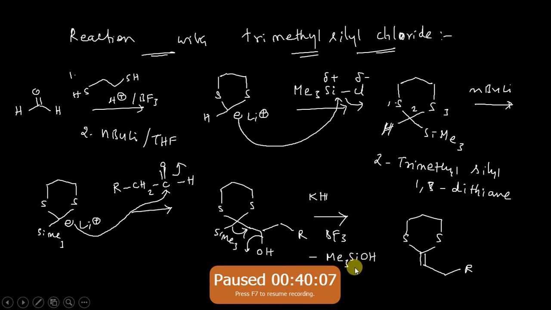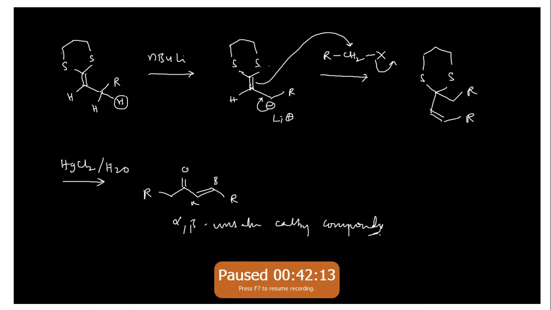Next, this alkene again has an acidic proton which is abstracted by the base n-butyllithium and produces a nucleophile. Okay, this nucleophile attacks at this electrophilic center in organohalides, which gives you a disubstituted 1,3-dithiane. So upon hydrolysis of this 1,3-dithiane gives you alpha beta unsaturated carbonyl compound. So in this way you can synthesize alpha beta unsaturated carbonyl compounds.